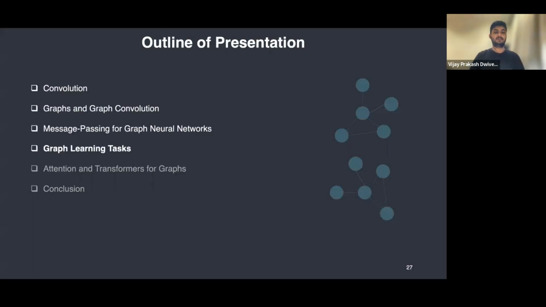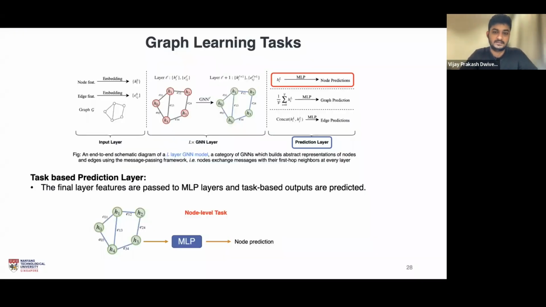So that was about message passing and different GNN model designs. Now, what kind of different learning tasks are performed on graph structured datasets? Here we talk about the final prediction layer, which gives an idea of the graph learning tasks. After L number of GNN layers are computed, the feature outputs in the final layer can be passed into a classifier that is composed using an MLP.